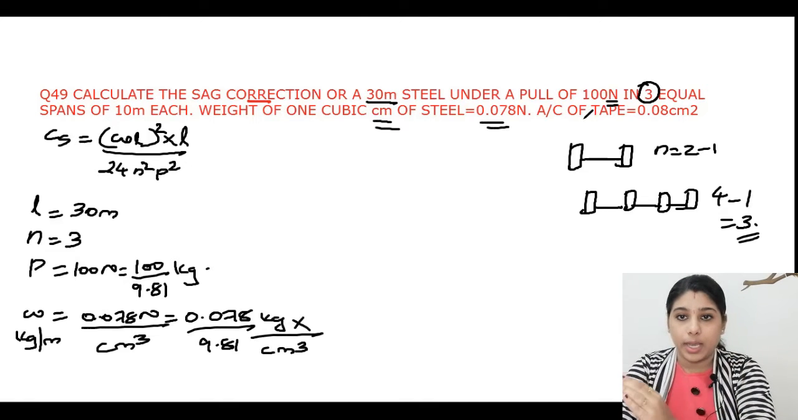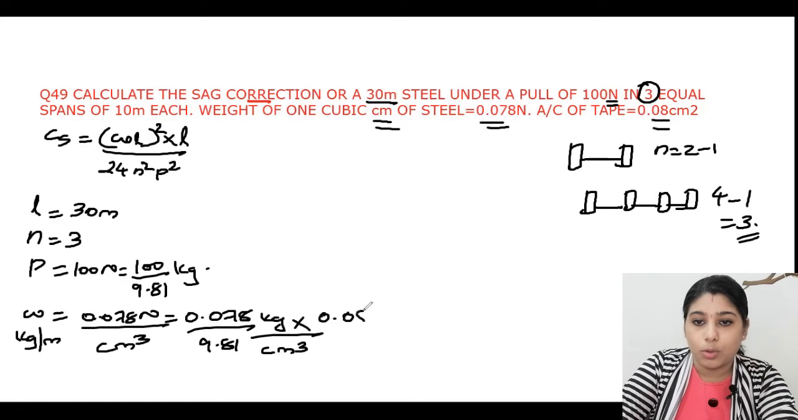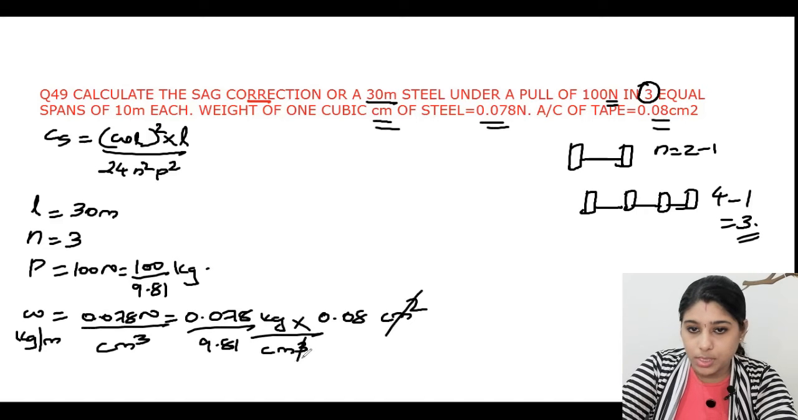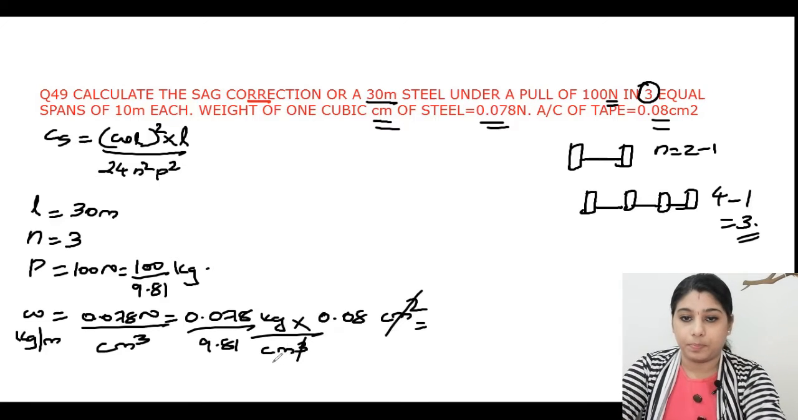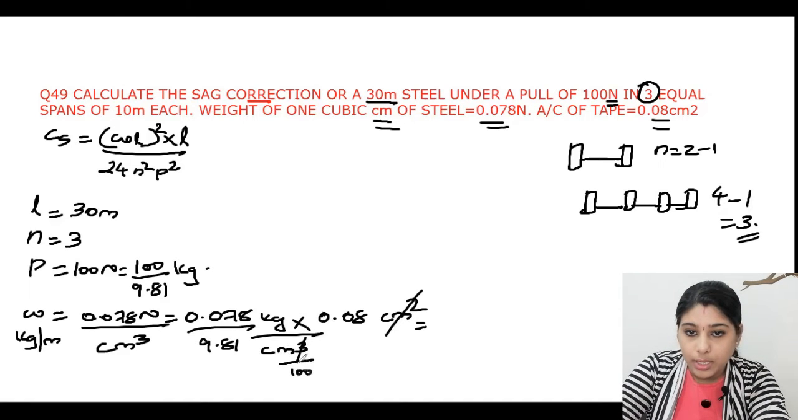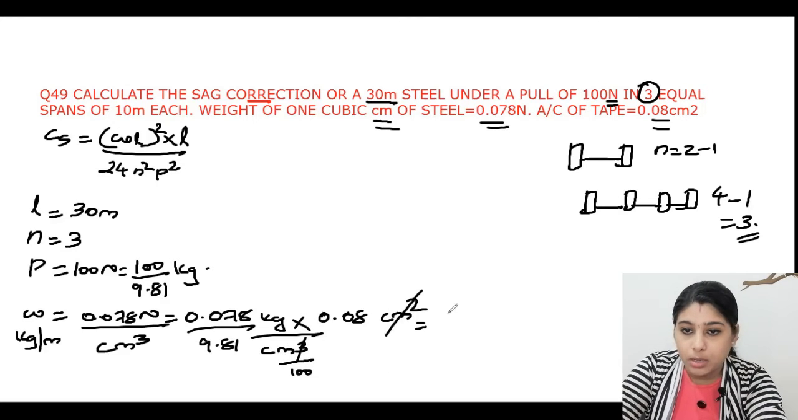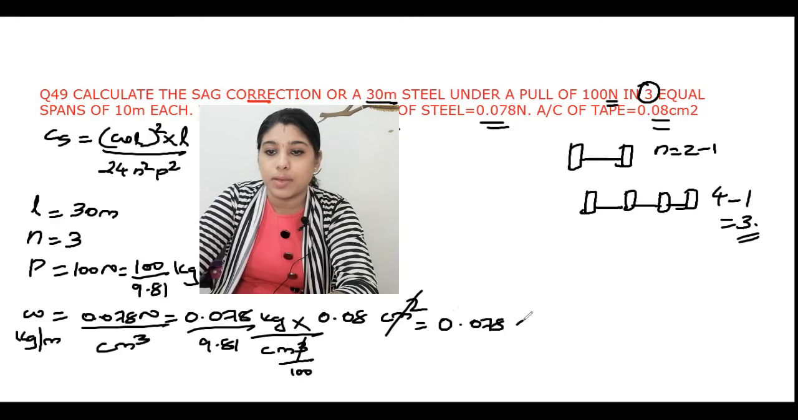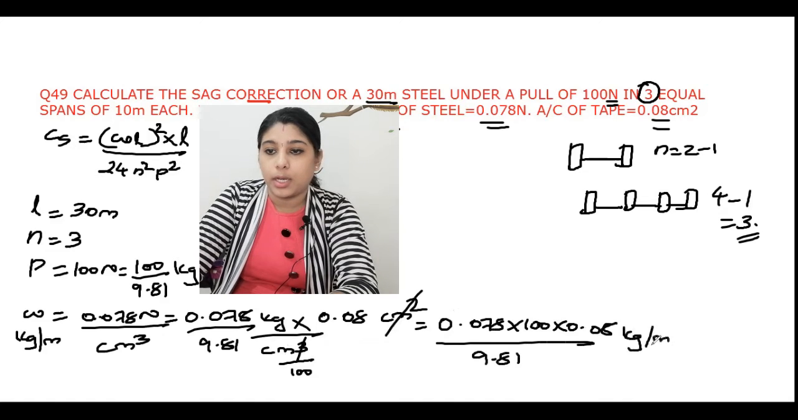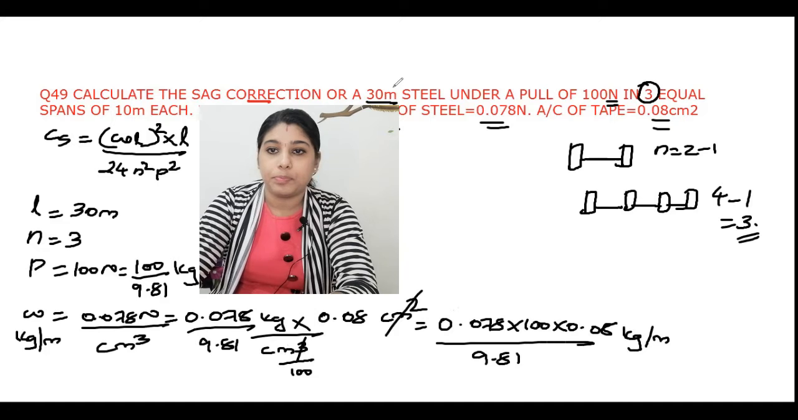So if we multiply with the area of cross section that is already given, 0.08 centimeter square, the centimeter square and the centimeter cube cancel, so only centimeter is remaining. But we want kilogram per meter. So as it is centimeter, what can we do? We can divide it by 100. As this is dividing by 100, it will convert to meter. That is 0.078 into 100 into 0.08 divided by 9.81 kilogram per meter it became.